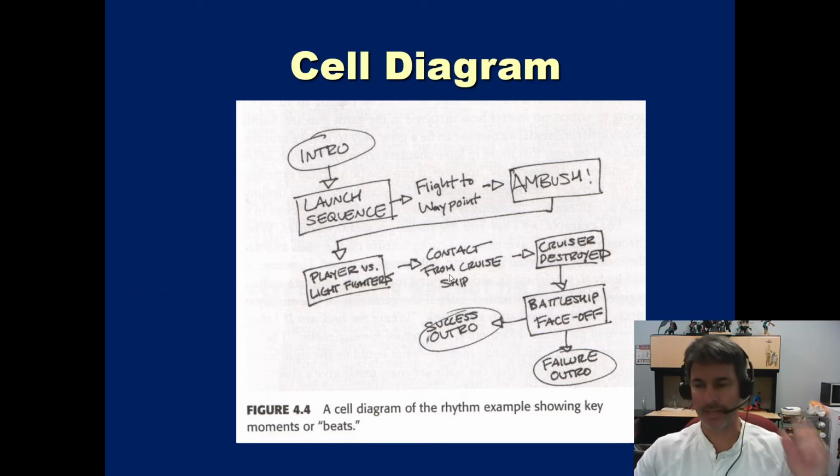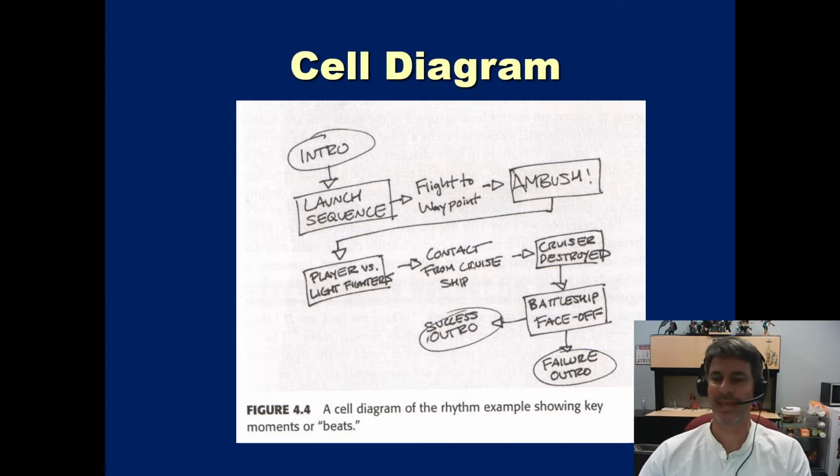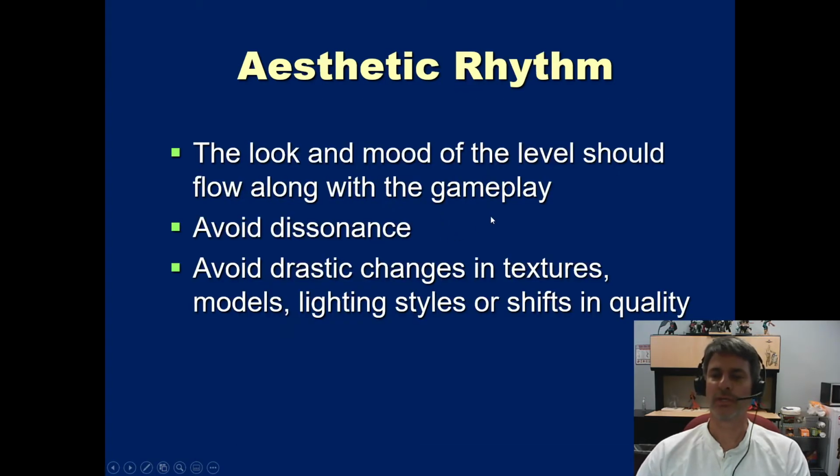All right, and the next one, aesthetic rhythm. The look and mood of the levels should flow along with the gameplay. So we want to avoid dissonance. We talked about dissonance just a while ago. We want to avoid it, like I said, but when used properly, it can be used to great effect. So let's avoid drastic changes in textures, models, lighting styles, or shifts in quality.